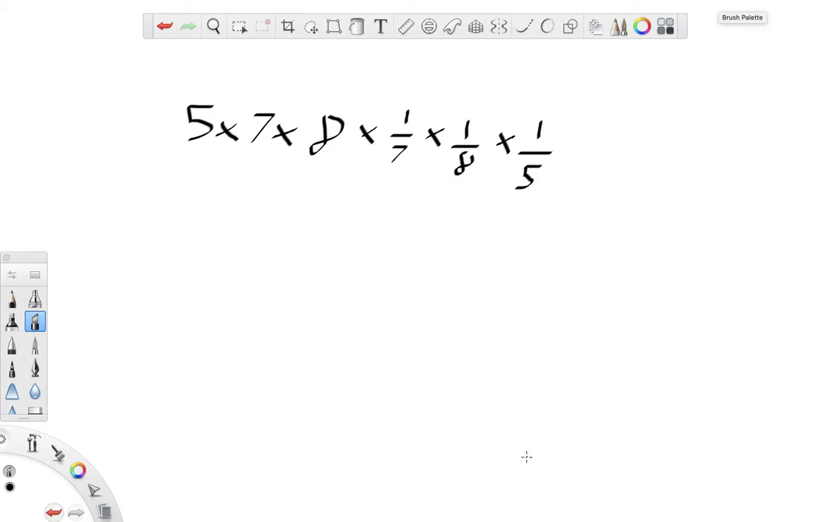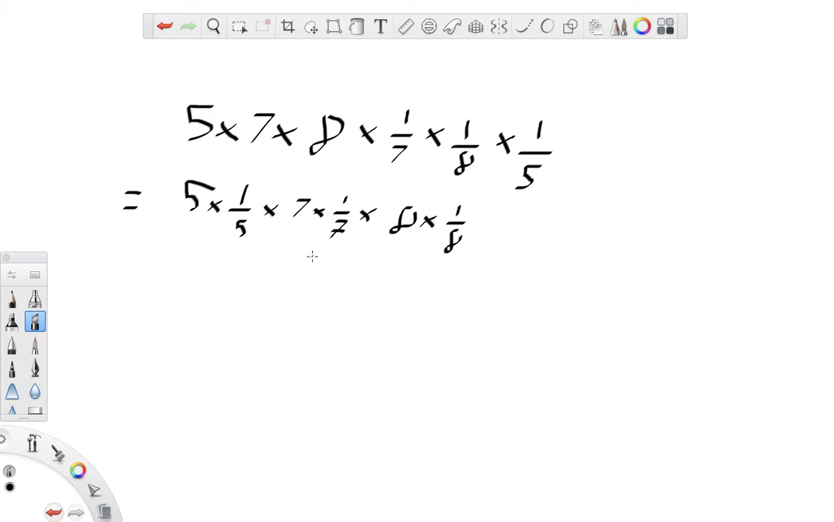Another example, we've got 5 times 7 times 8 times a seventh times an eighth times a fifth. So we can do exactly like we've done in the last question. We can use our commutative law to write 5 times 1/5 times 7 times 1/7 times 8 times 1/8.